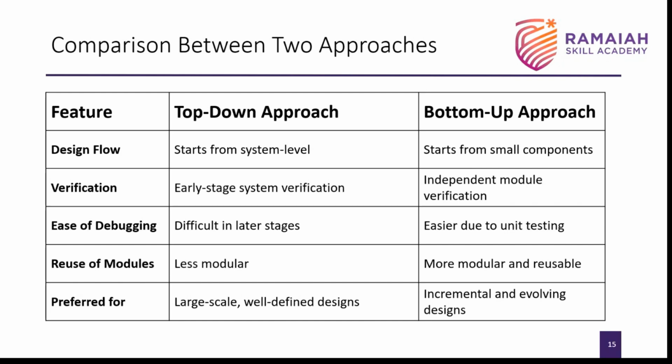So this is what I discussed. Top-down approach starts from the system level, that is the top level, and then goes into the bottom, the smaller levels. Okay, so it allows for early stage verification, but it is difficult in later stages because you have already integrated the components from the top module. So it will be very difficult to take it out, verify it and then put it back together. Okay, so for a larger scale, if you have a larger circuit, then this will be a better approach.